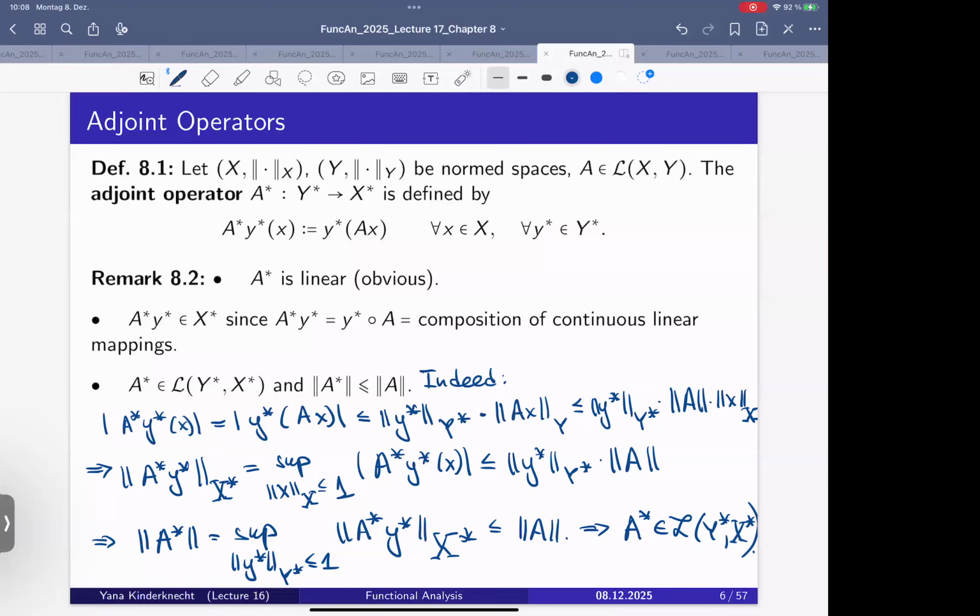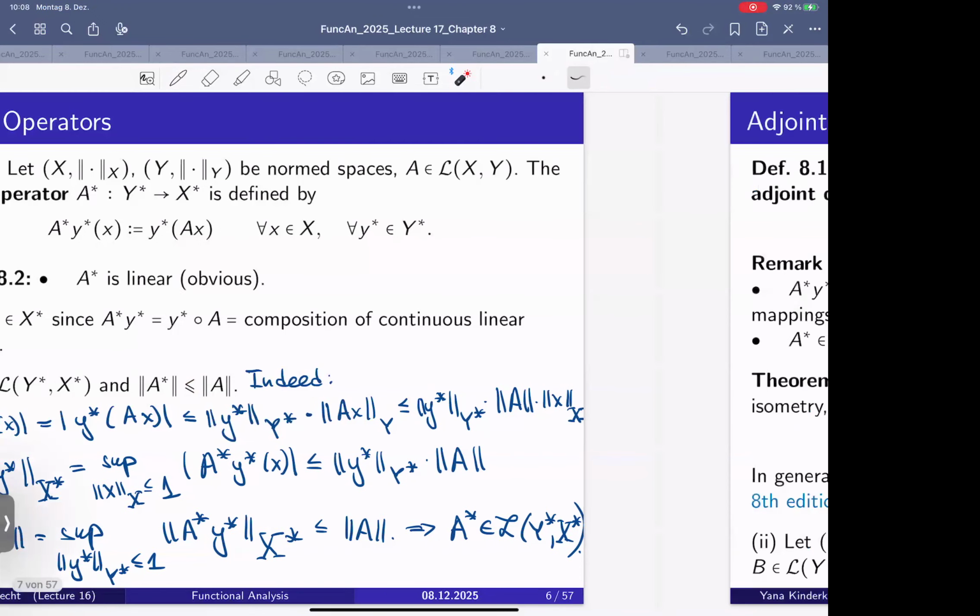Perfect. Well, actually, we have more. We have not inequality, but equality. And this we are going to show in the next slide. So may I go to the next slide? Okay, please. Perfect.